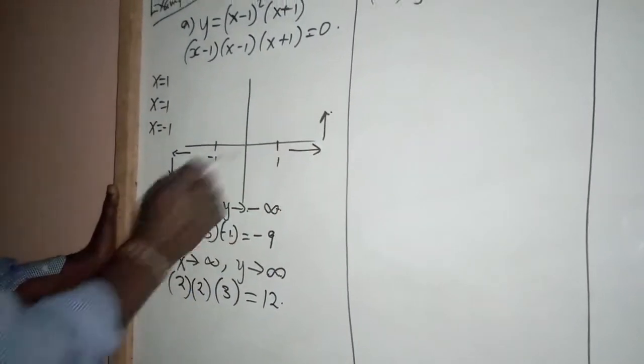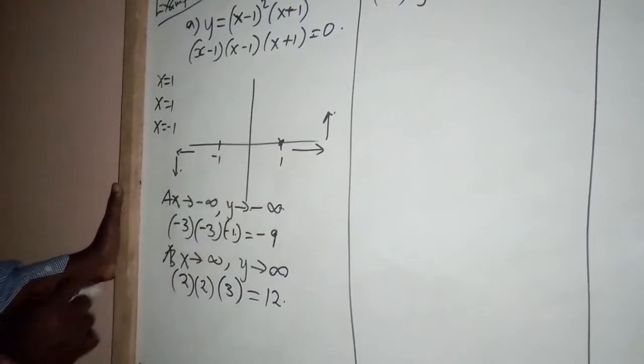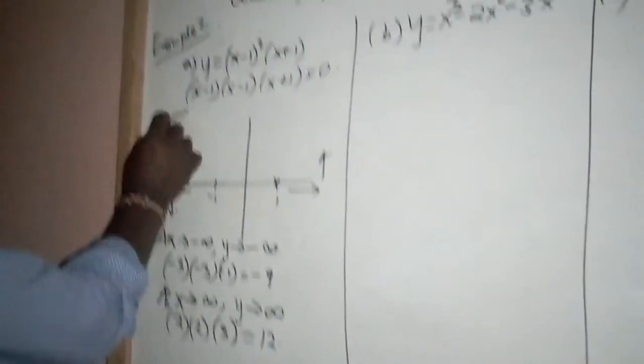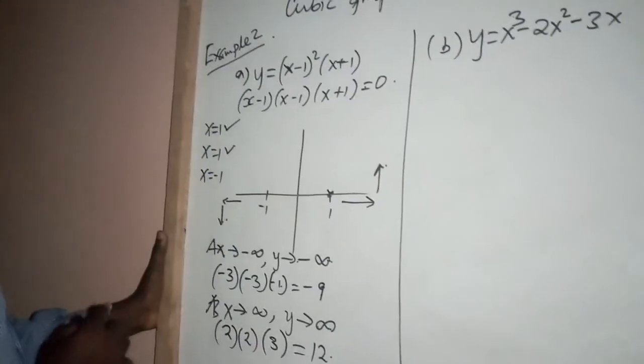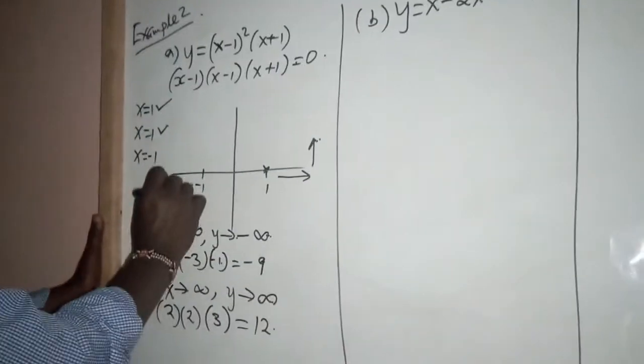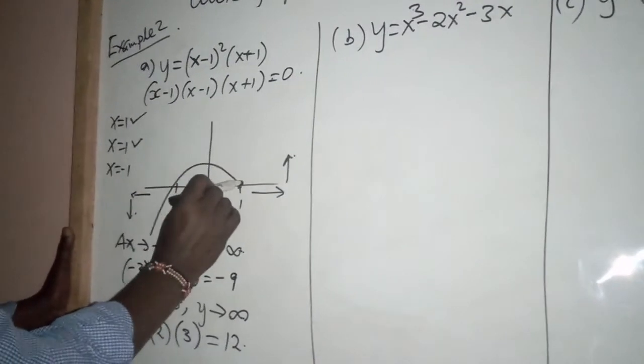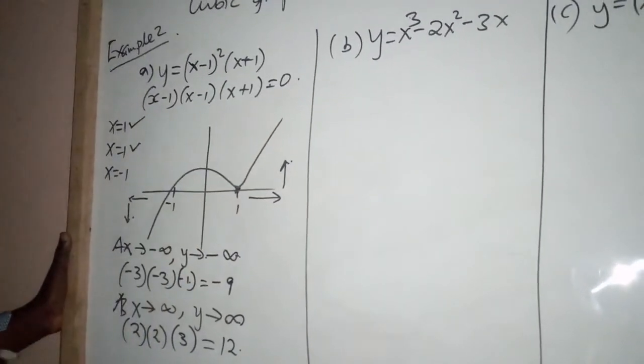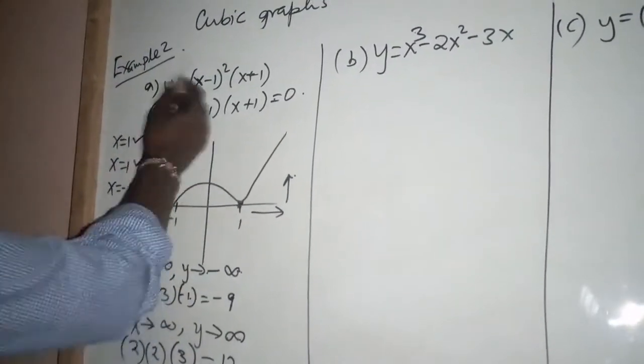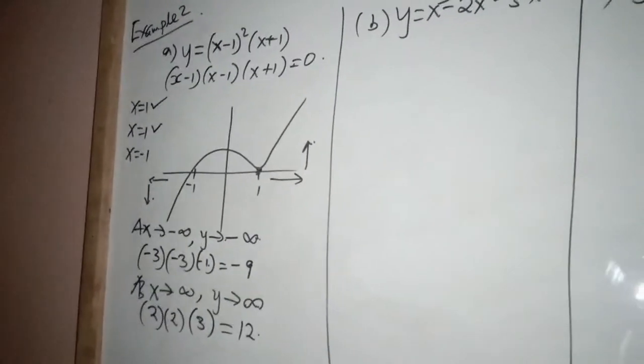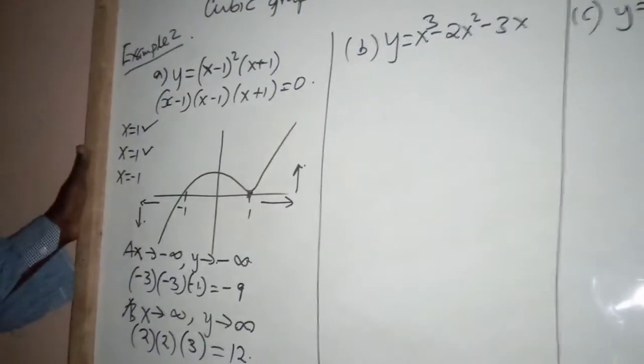But we must take care of this particular point, because x is equal to 1, it is actually a repeated root. So you can see it's going to touch there and leave. So this is the graph of example 2, part A.